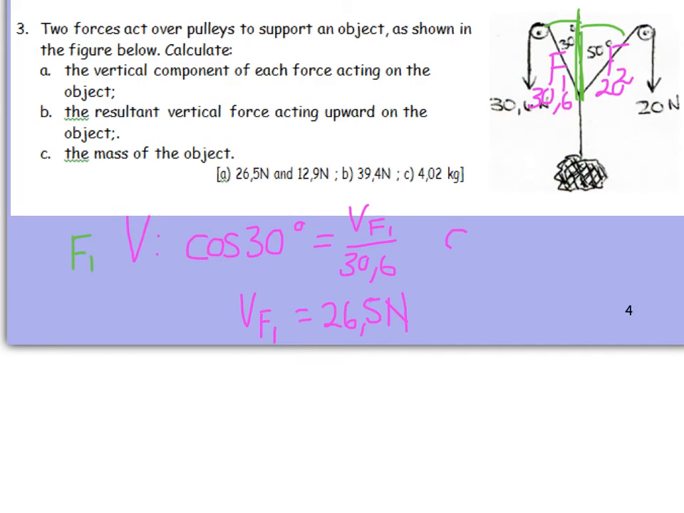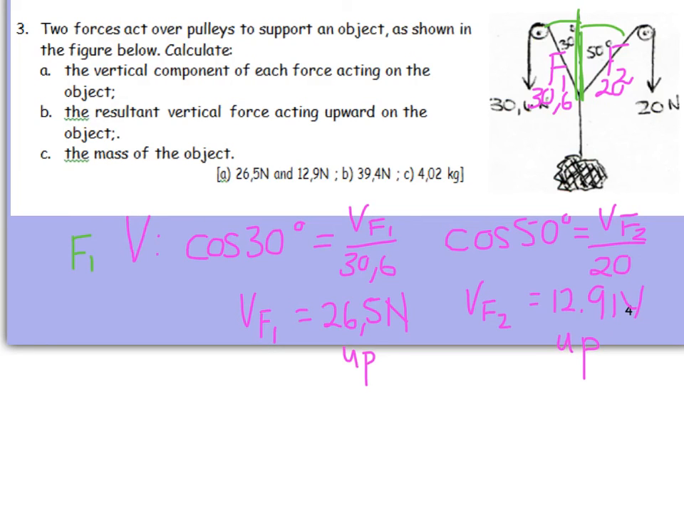And cos of 50 degrees, now looking at the vertical component of F2, but this time dividing by 20 newtons. Why? Because 20 newtons is the hypotenuse for F2. And the big trick in this one was really just to transfer this downward force in the rope into a tension force on those two angles over there. And I then land up with the vertical force of F2 being equal to 12,9 newtons. Both of these are upward forces.